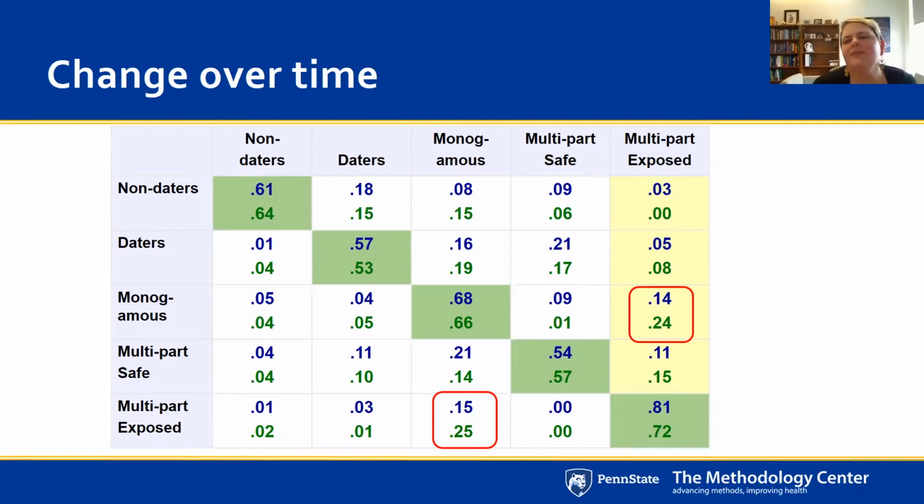Another thing that I might be interested in is, do people in the multi-partner exposed latent class transition back to being monogamous? And so you can see about 15% of them do transition back to being monogamous from multi-partner exposed. So what we're seeing here, in my interpretation, is that there's quite a bit of movement between the monogamous latent status and the multi-partner exposed latent status.